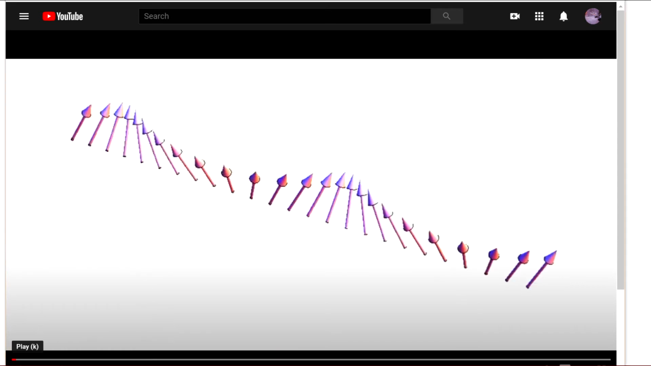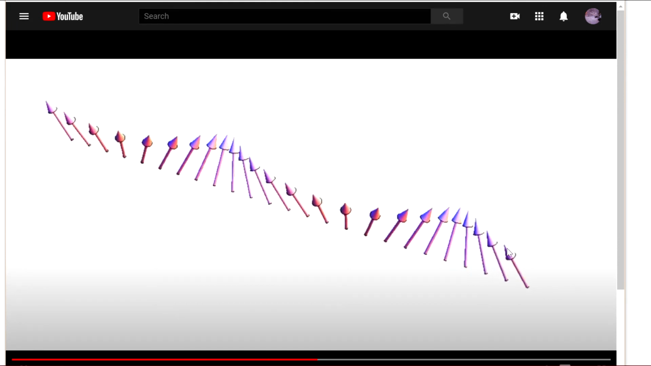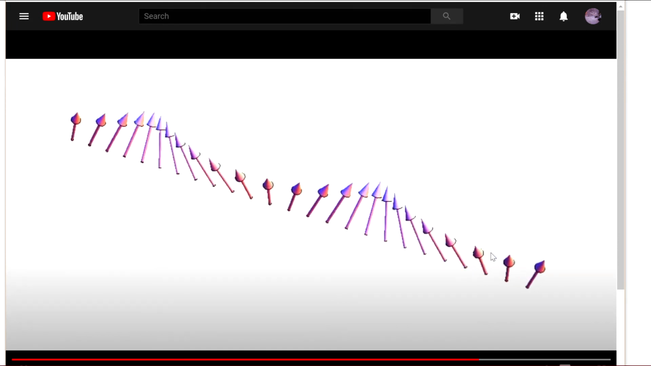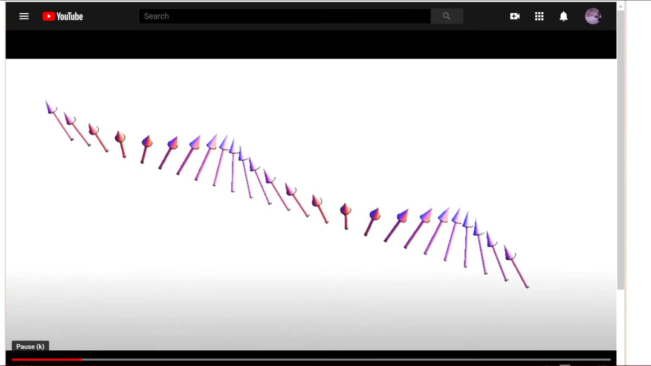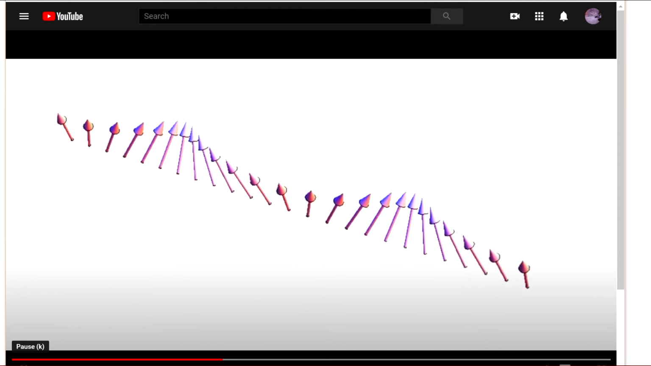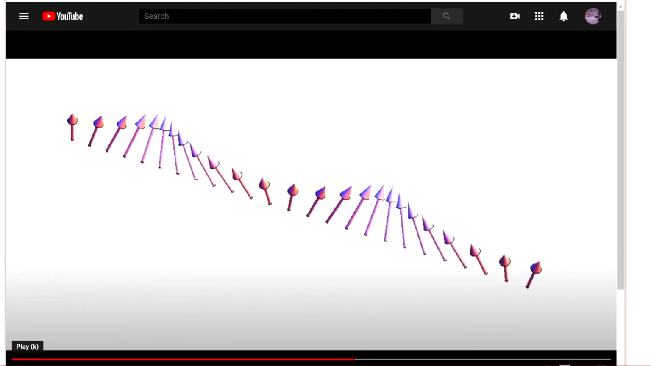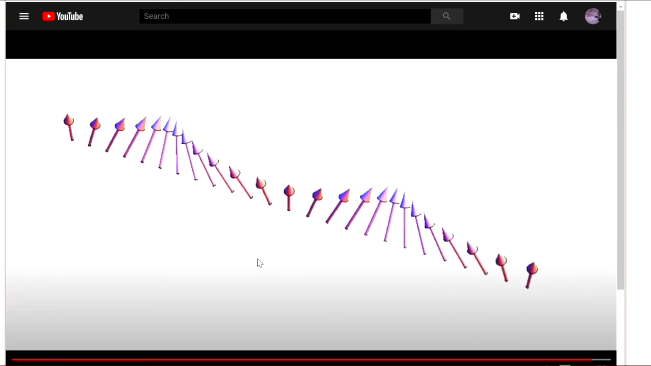So this is a simulation. You see each individual spin precesses, but they interact, and they want to be aligned ferromagnetically. Therefore, if this spin moves, that spin reacts, and you have this wave of propagating magnetization oscillations. So this is the spin wave, and this is how it looks in one dimension.